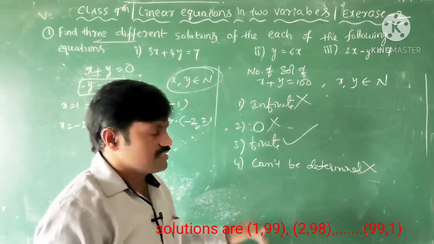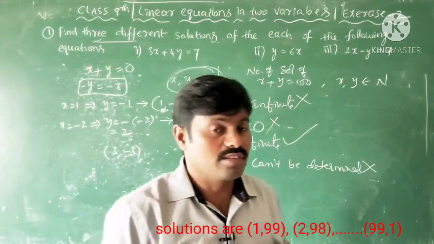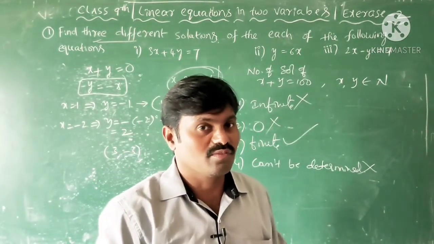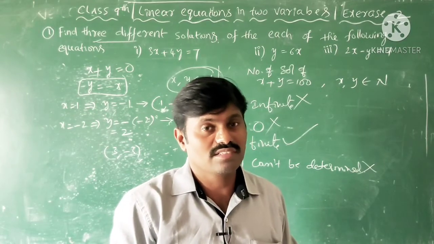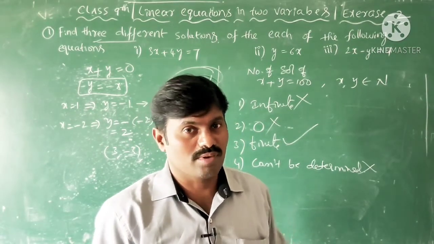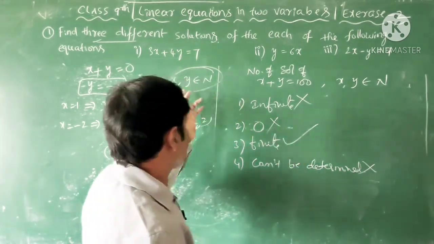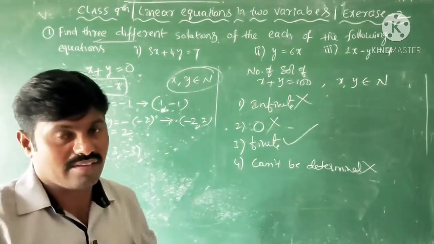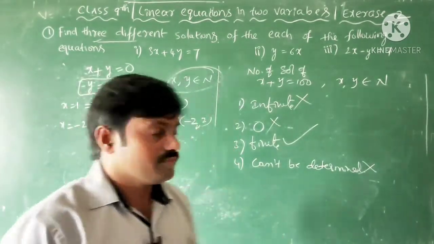Okay, this is the way. So a linear equation in two variables also depends on the condition. We may get a finite number of solutions or an infinite number of solutions. Sometimes we may not get a solution at all based on these conditions. Okay, that is the example I have given.